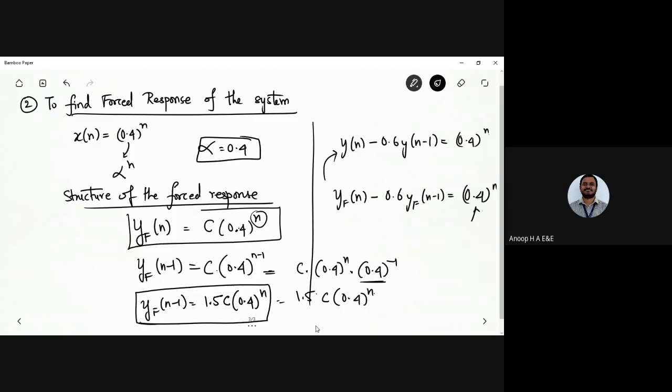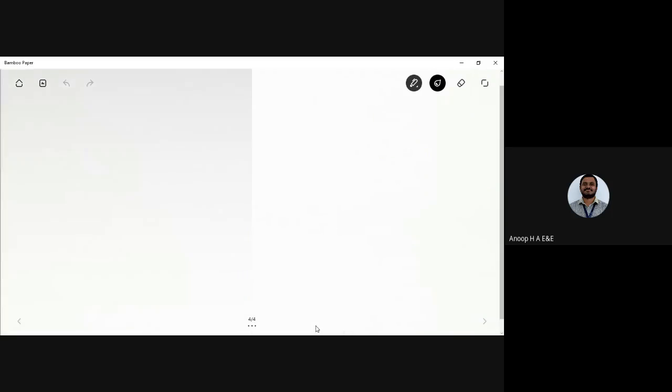So yf of n will be written like this: c times 0.4 power n, and yf of n minus 1 will be written as 1.5 times c multiplied with 0.4 power n. Next, I'm going to replace it in the difference equation that I have there.